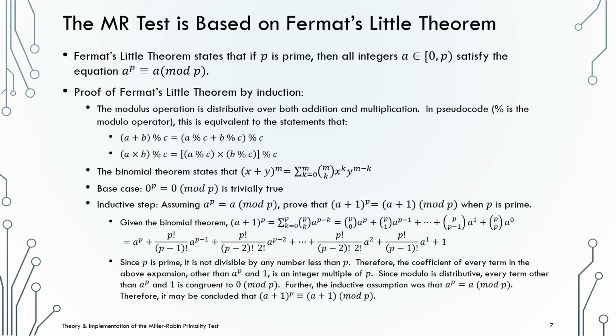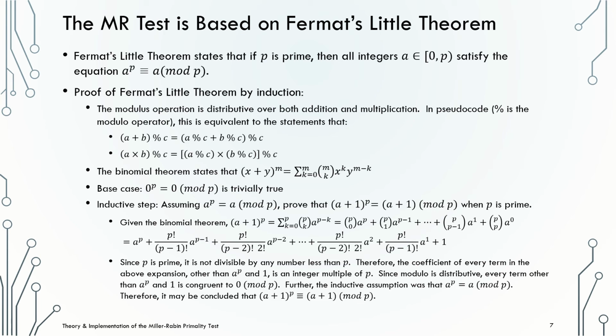So the proof of Fermat's little theorem only requires two facts. One, that the modulus operation is distributive over both addition and multiplication. And secondly, the binomial theorem, which states that (x + y) raised to the power m is the sum from k equals 0 to m of the binomial coefficient m choose k times x to the k times y to the m minus k. There are a lot of proofs online for Fermat's little theorem, but the binomial one is the one that I found to be the simplest.